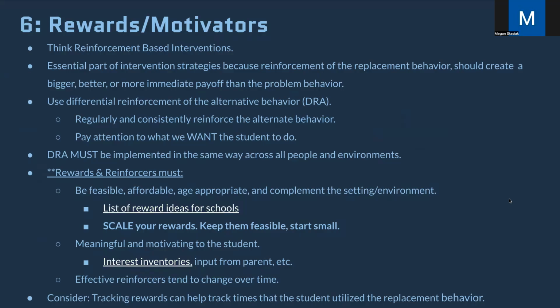So part 6 of the BIP is going to be the rewards and motivators. So this is where we think about our reinforcement-based interventions. So we want to make sure that the reinforcement of the replacement behavior should create a bigger, better, or more immediate payoff than the problem behavior. A lot of times we do this using differential reinforcement of the alternative behavior. So we're going to regularly and consistently reinforce that alternate behavior.